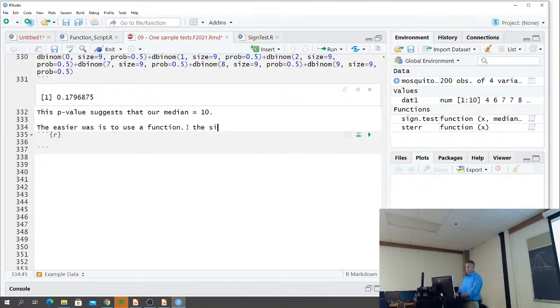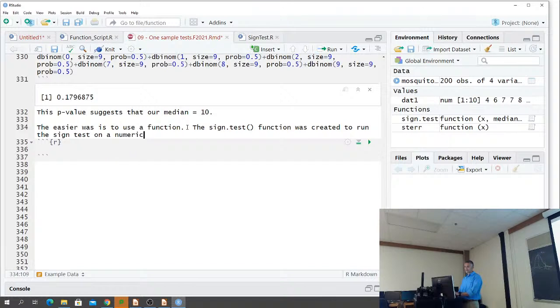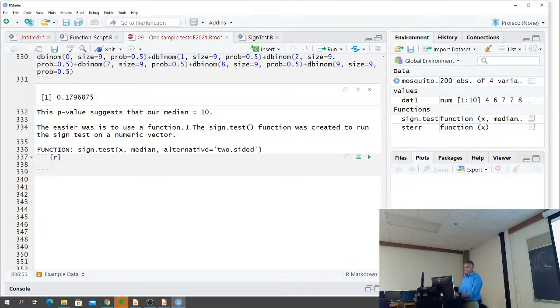The sign.test function was created to run the sign test on a numeric vector. All right, so the function itself is sign.test. It's going to take a numeric vector x, a hypothesized median, and then alternative equals. And our default is two.sided. That's our default.